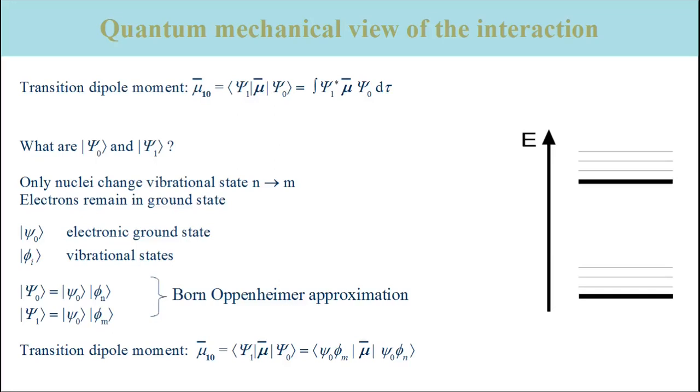The transition dipole moment for a transition from the vibrational level n to level m of the electronic ground state can be written as given here, where I have just inserted the product expressions for the initial state psi 0, here, and the final state psi 1, here and there. This is the same transition dipole moment that is relevant for the absorption of UV-vis light. The only difference is that the electrons are in their ground state also after the transition.